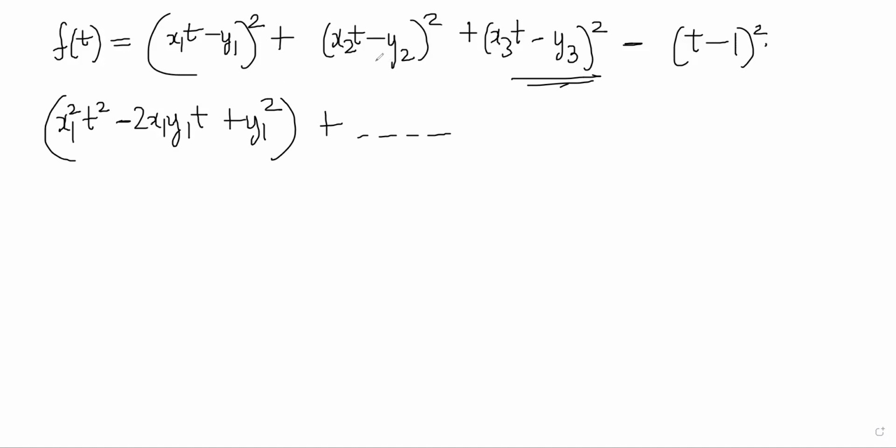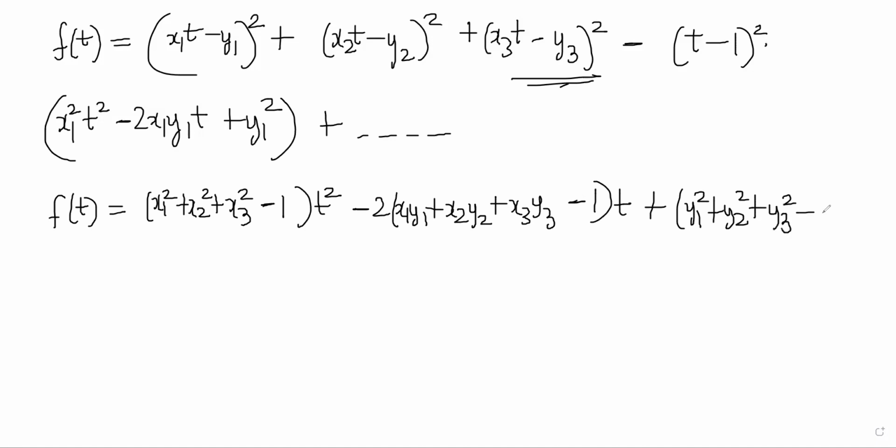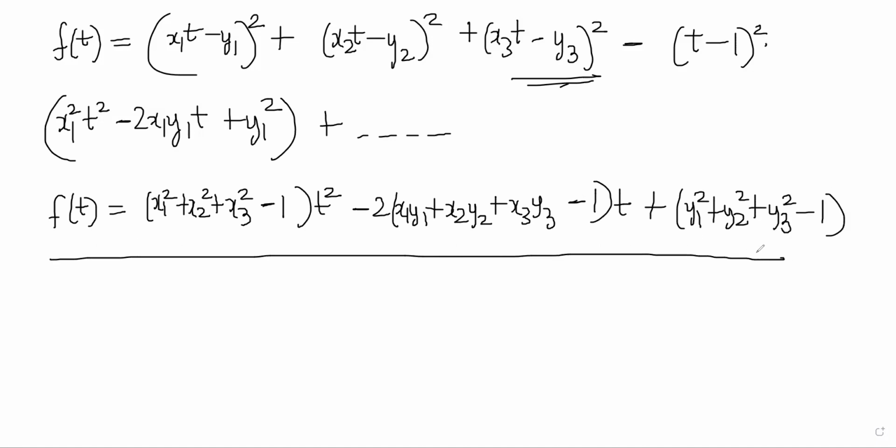So what this tells us, f(t), which was written as this, (x1 square + x2 square + x3 square - 1) t square minus 2 times (x1 y1 + x2 y2 + x3 y3 - 1) times t plus y1 square plus y2 square plus y3 square minus 1. So these are two alternate versions of writing the function. Both are equivalent, but these are two different ways of writing it.